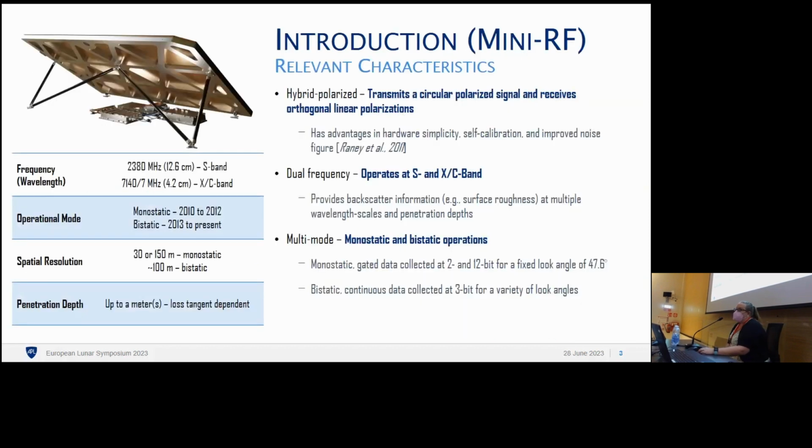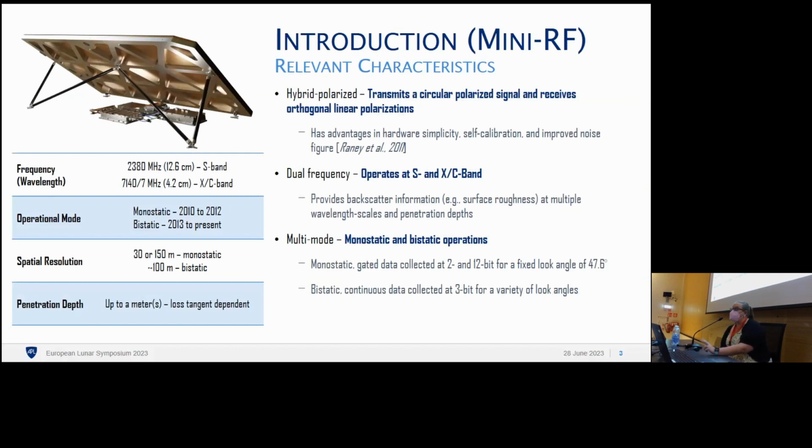Today I'm going to talk about Mini-RF. It is the radar on board the LRO spacecraft. There are other orbital radars, of course. We had Mini-SAR on Chandrayaan-1, there's the DF-SAR radar on Chandrayaan-2, and we also have ground-based data for the near side of the moon.